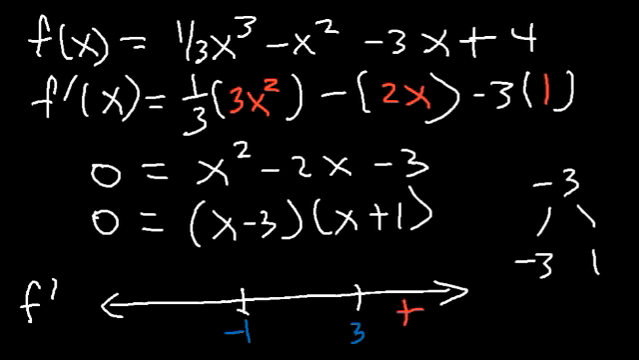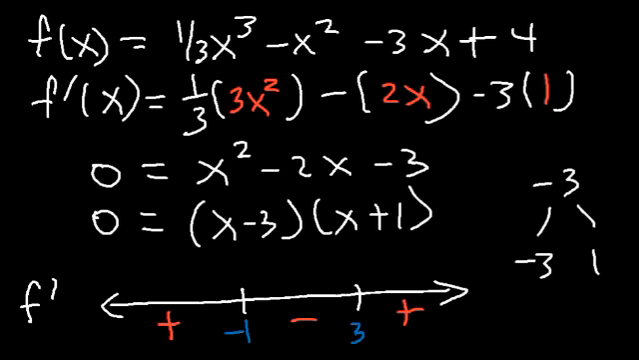Now let's try a number between -1 and 3. So let's plug in 0. 0 minus 3 is negative, and 0 plus 1 is positive. A negative times a positive is a negative result. And if we plug in a number less than -1, like -2, -2 minus 3 is negative, -2 plus 1 is negative. Two negative numbers multiplied together will give you a positive result. So now we have our sign chart.